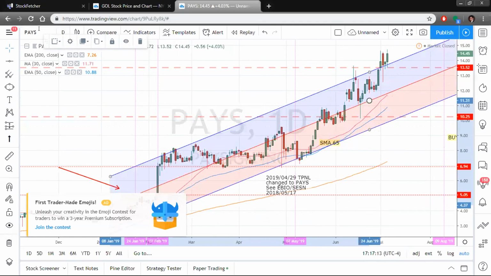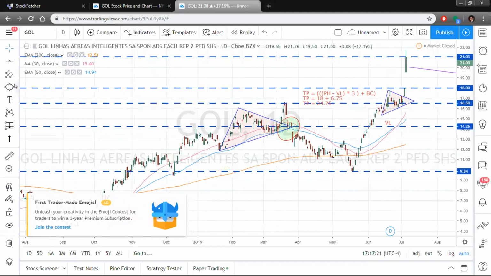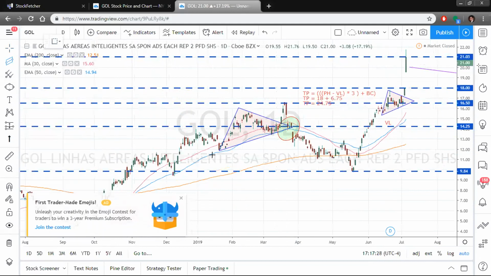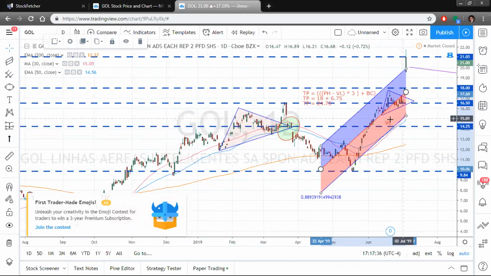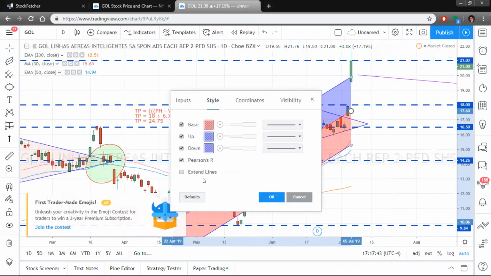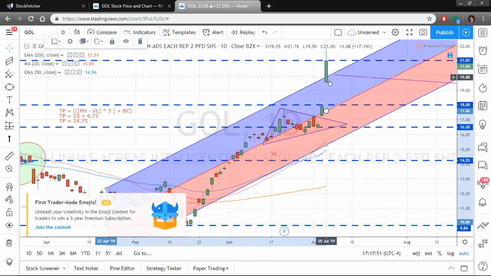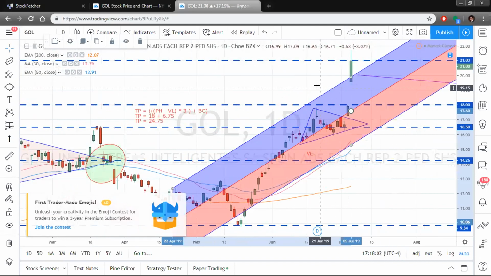So like, it's a GOL. Oops, sorry. Give me a sec. And then if we extend this, it had really gone up. I'm expecting a quick pullback before it continues traversing that upper channel, just like what you saw on pace.